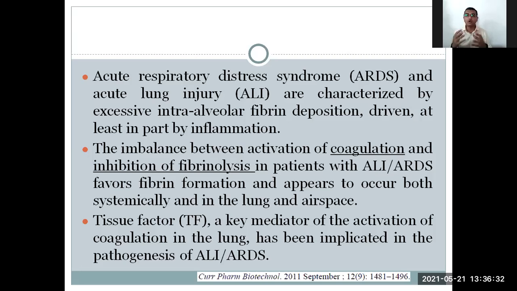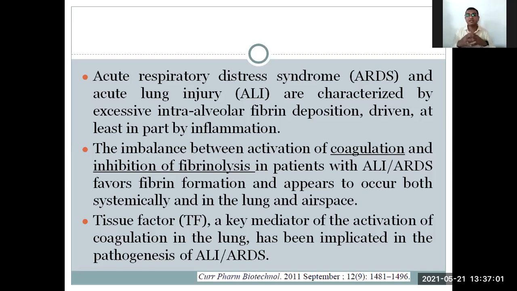the thing is more of a protein-rich fluid will be seeped. So as we discussed last class, when there is an inflammatory stimulus, there will be increased permeability. And when there is increased permeability, what will happen? More protein-rich fluid will come in between the alveolar capillary network.